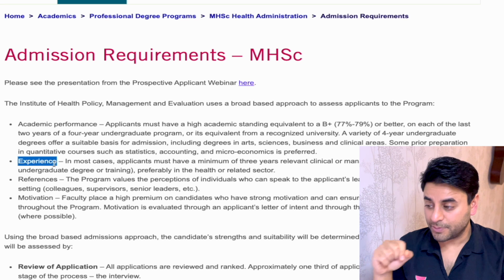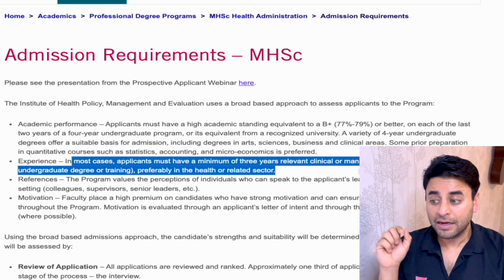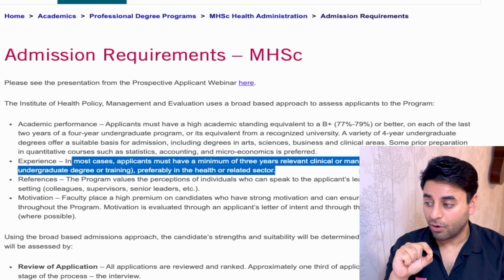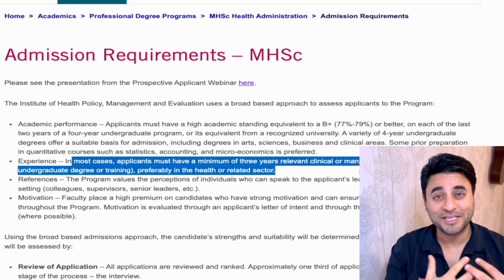They also need some experience. In most cases, the applicants have a minimum of 3 years of relevant clinical or management experience following an undergraduate degree. So, for example, many people who are asking me this question are dentists.